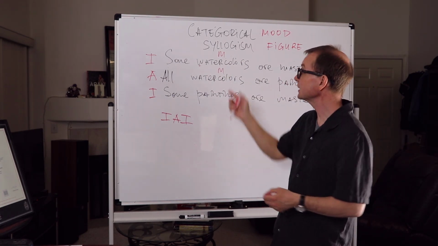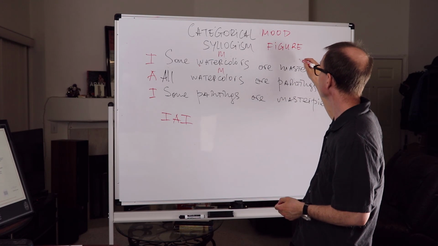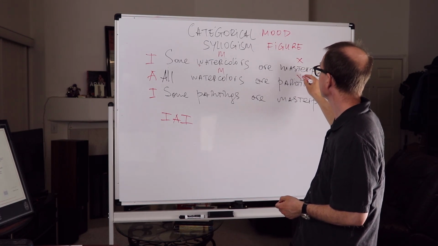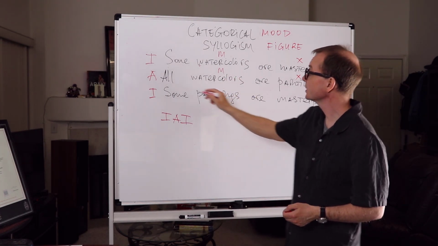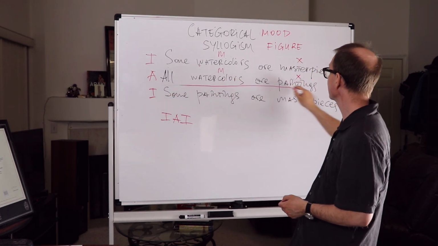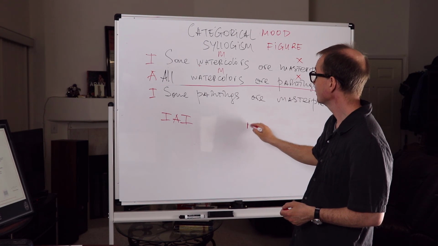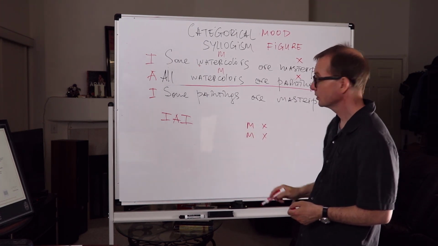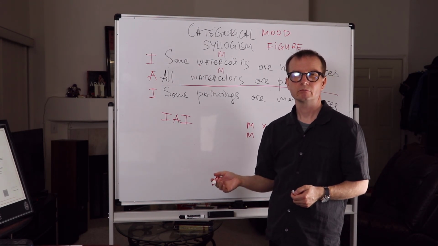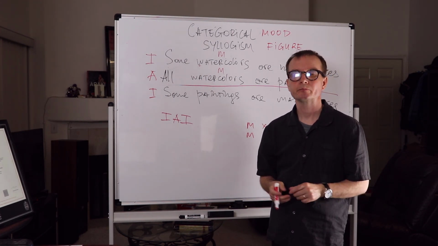Now, note that it is to the left of the other 2. We can just mark them with X's, right? So this is the position in this particular categorical syllogism. You have your middle terms and you have 2 other terms to the right of them, neatly lined up.